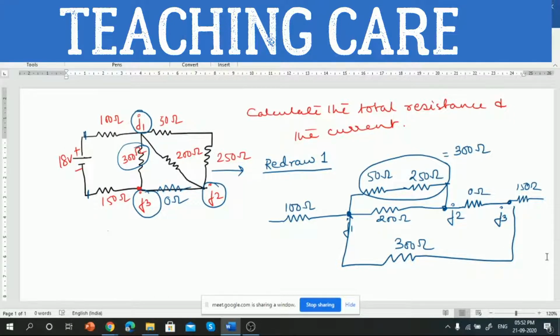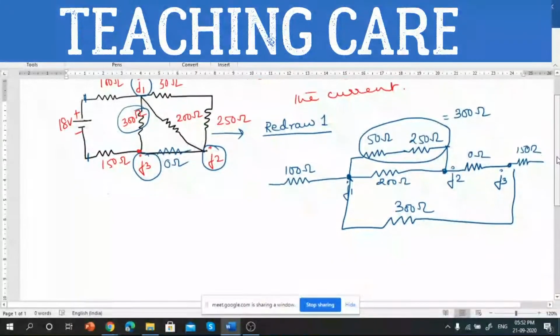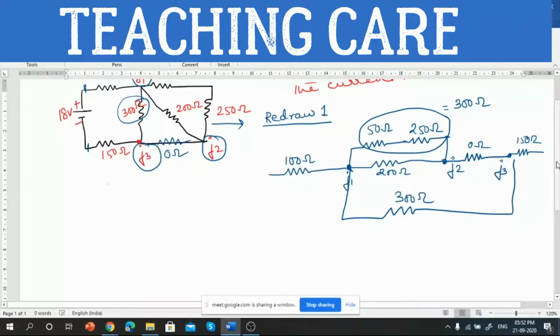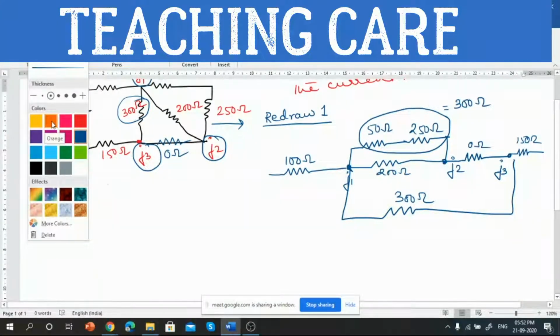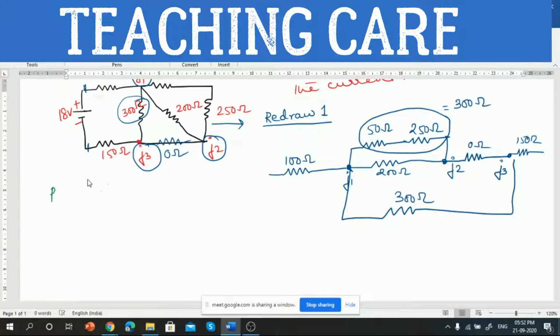Okay, have you drawn it somewhere? Yes, ma'am, I have. Okay, so next we'll draw the next part, that is redraw 2 now. So this is our redraw 1, we'll go to redraw 2. I hope my pen colors are okay. Yes, redraw 2.